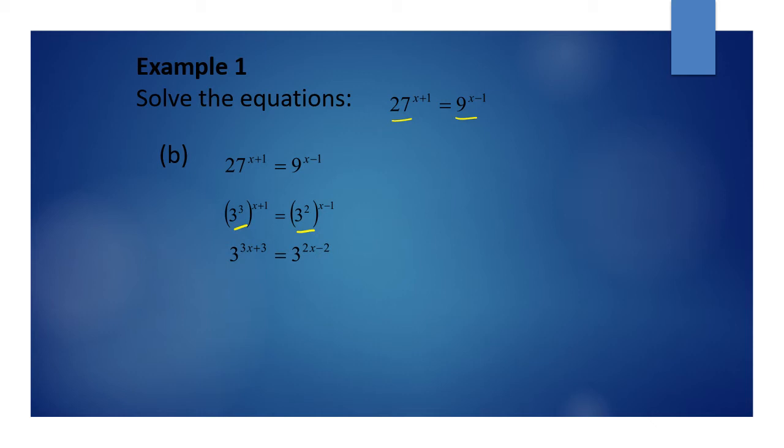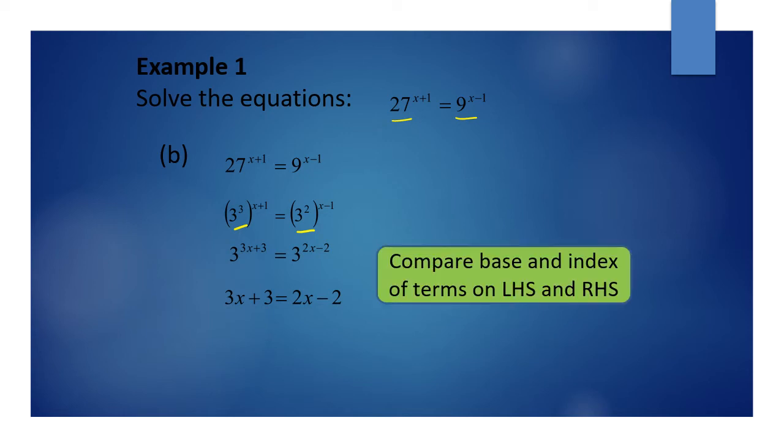So what we can do is just compare the index. The left side we have 3x plus 3, and the right side we have 2x minus 2. So what is x? Just solve the equation directly. So we get x equal to negative 5.